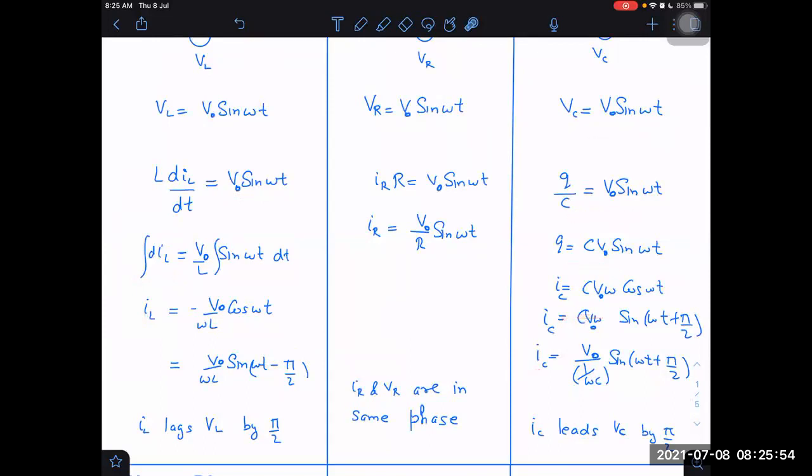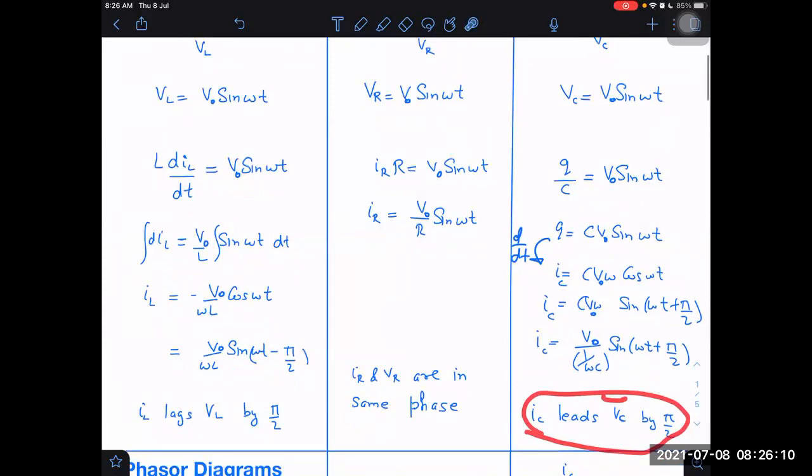See, this was sin, this was cos. From here to here, we have to differentiate. And by differentiating, the phase increases by pi by 2. It becomes plus pi by 2. Then we can say IC leads VC by pi by 2, but IL lags VL by pi by 2. But here we are not differentiating at all.